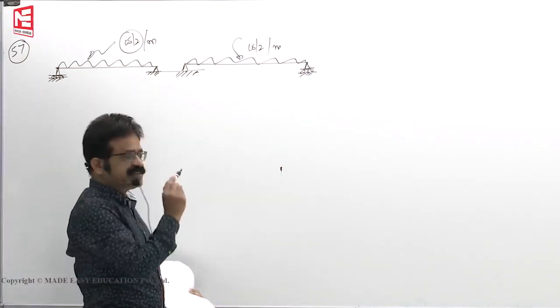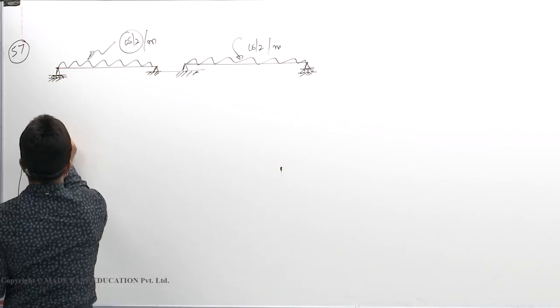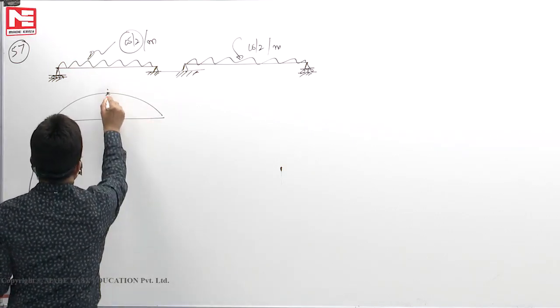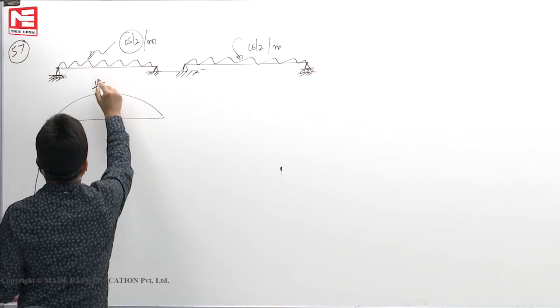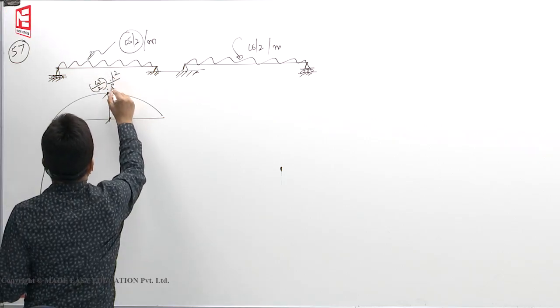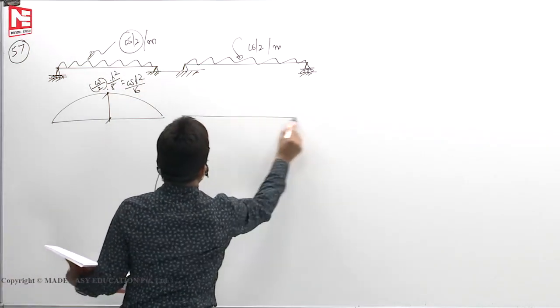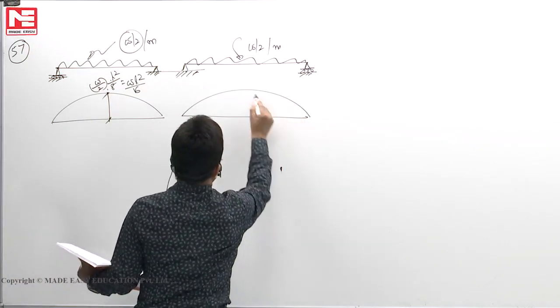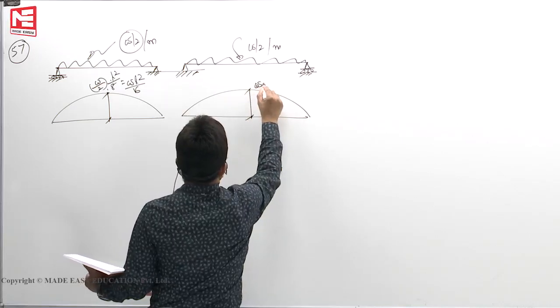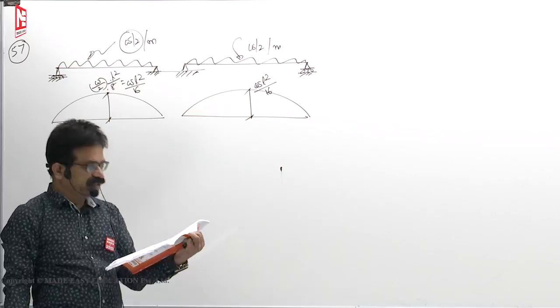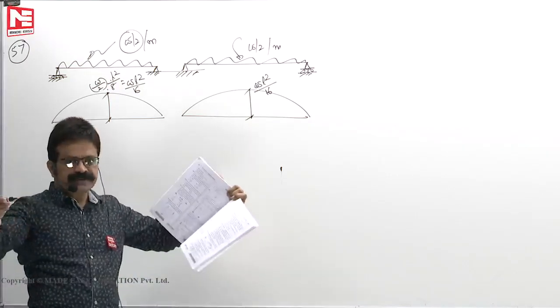Okay. For this case, we know the bending diagram. Individual bending diagrams are like this. WL square by 8, where W means W by 2, so L square by 8. So you will get WL square by 16. So is the case with this one, because these two are independent simply supported beams.